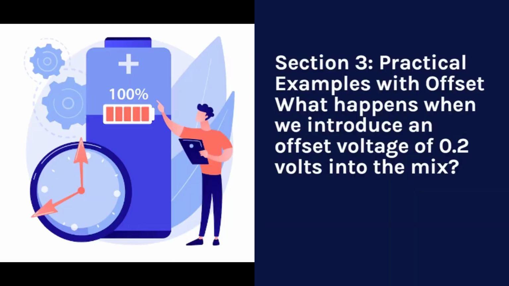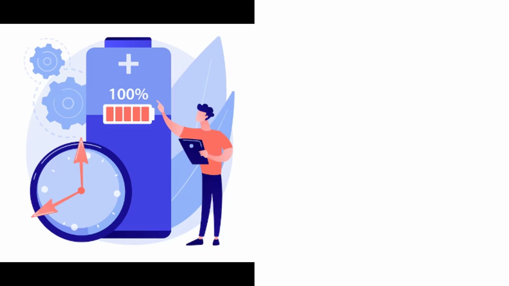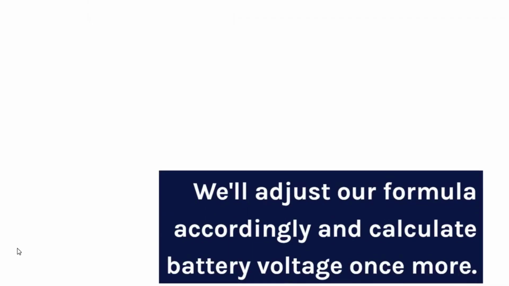Section 3, Practical Examples with Offset. What happens when we introduce an offset voltage of 0.2 volts into the mix? We'll adjust our formula accordingly and calculate battery voltage once more.